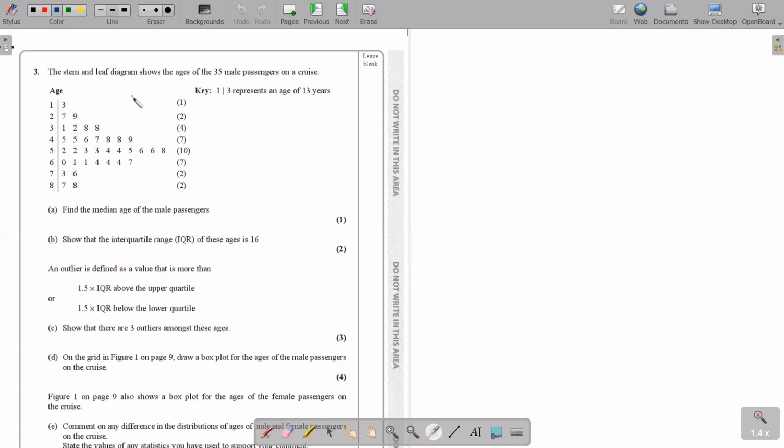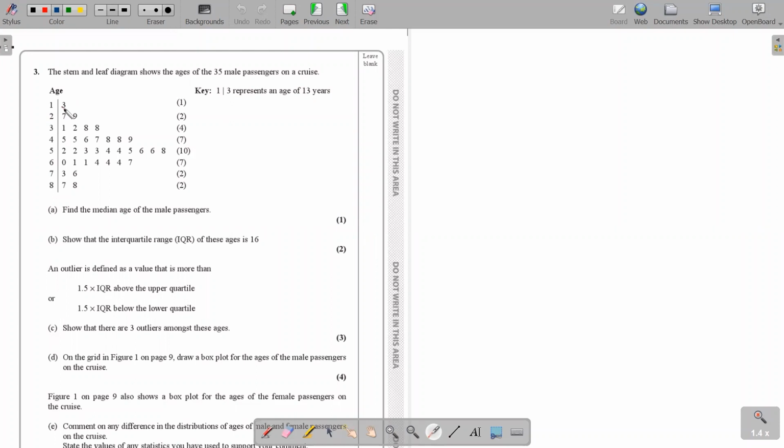Question number 3. The stem and leaf diagram shows the ages of the 35 male passengers on a cruise. So they've given you the ages and they've given you the key. The key tells you how to read this stem and leaf diagram. So here 1 and this 3 represents an age of 13 years. Remember you need to get the stem and leaf together to read the diagram.